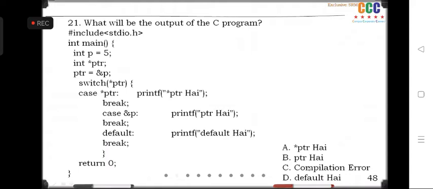We need KBC sir sometimes. Okay. Oh, come on. Lakshmi is saying it is A. Hence, the answer is compilation error.